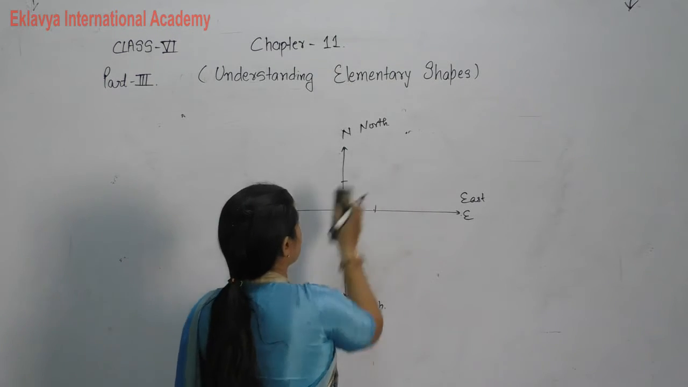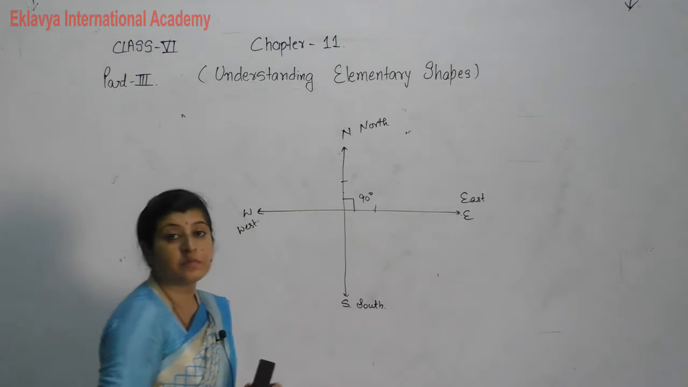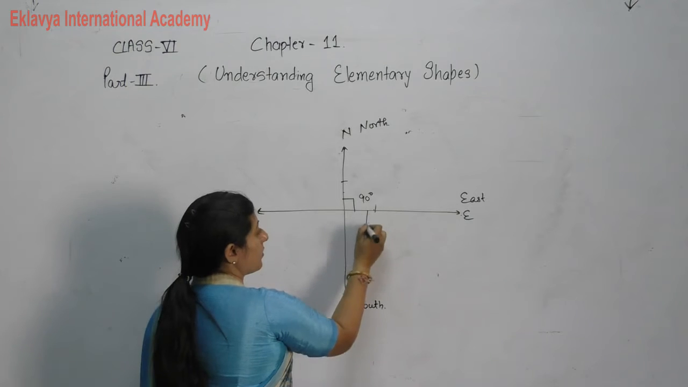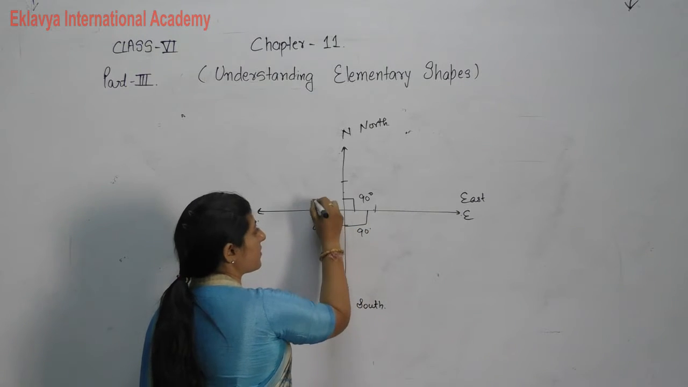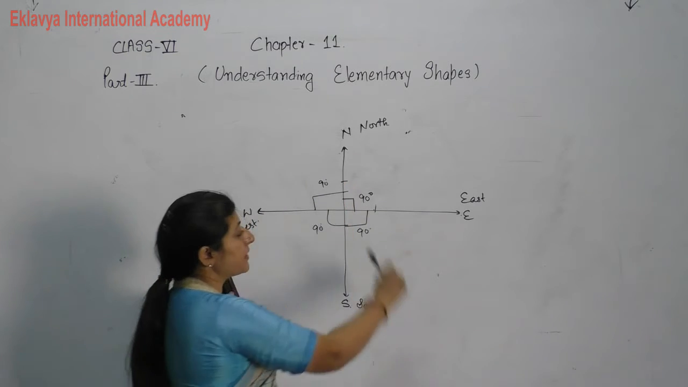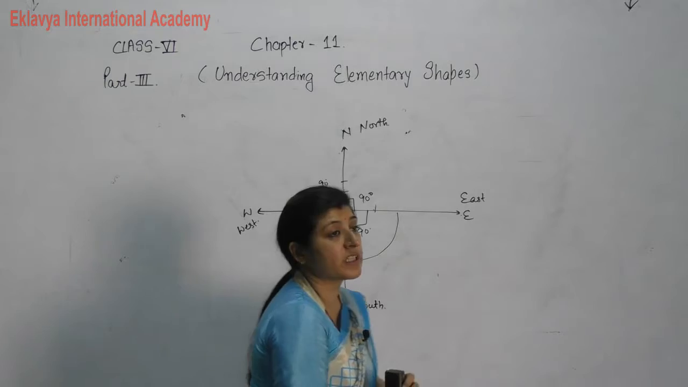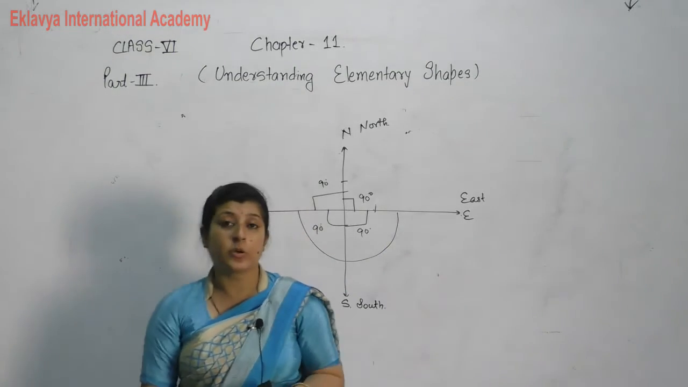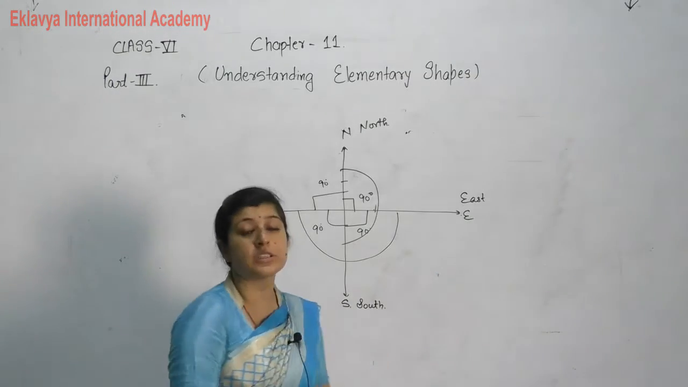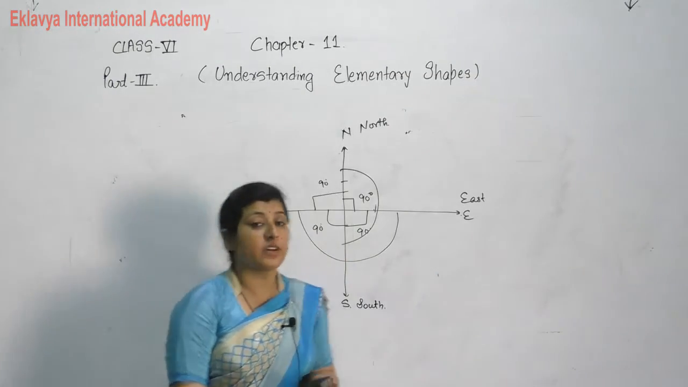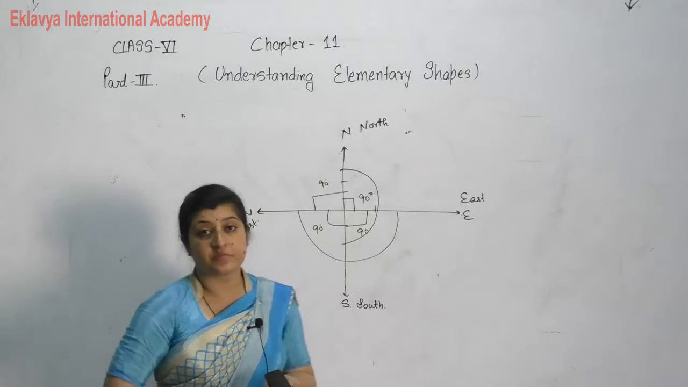This 90 degree you can show like this. Then east to south is also 90 degrees. This one 90, this one also 90. It means when you move from east to west, you will cover 180 degree rotation. And if you move north to south, you will also cover 180 degree rotation.